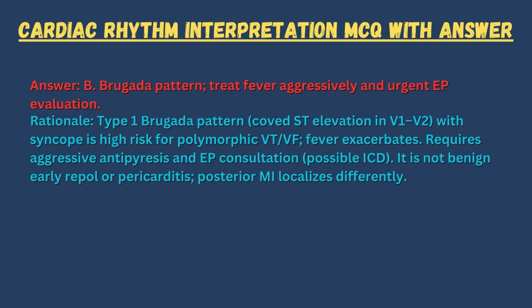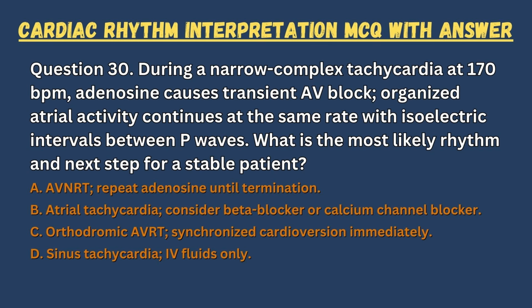Answer: B. Brugada pattern. Treat fever aggressively and urgent EP evaluation. Rationale: type 1 Brugada pattern, coved ST elevation in V1, V2, with syncope is high risk for polymorphic VT over VF. Fever exacerbates. Requires aggressive antipyresis and EP consultation, possible ICD. It is not benign early repol or pericarditis. Posterior MI localizes differently.